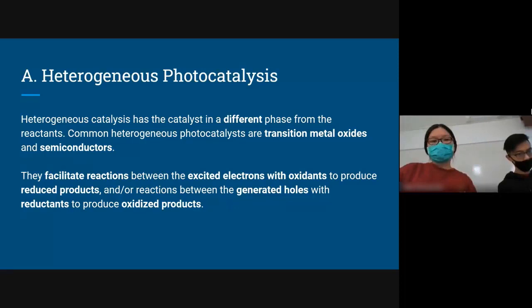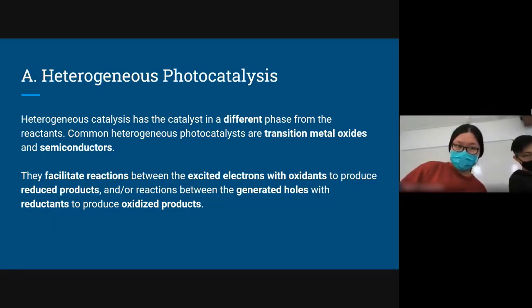These catalysts facilitate the reactions between the excited electrons with oxidants to produce reduced products, and or reactions between the generated holes with reductants to produce oxidized products. This form of photocatalysis has its own benefits and limitations. The benefits include the fact that the product and the catalyst can be easily separated after the reaction, which helps to lower costs, but they also run the risk of recombination, which I'll be explaining later, which will reduce the efficiency of the reaction.